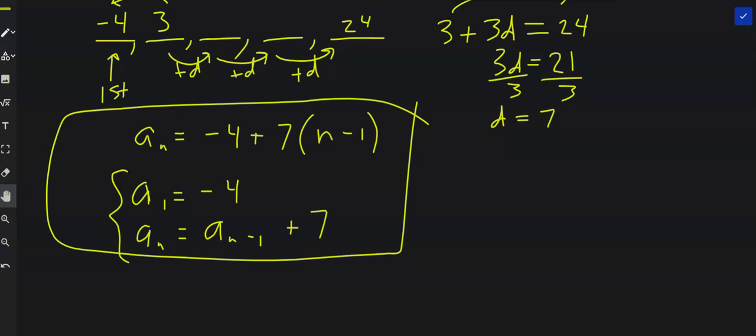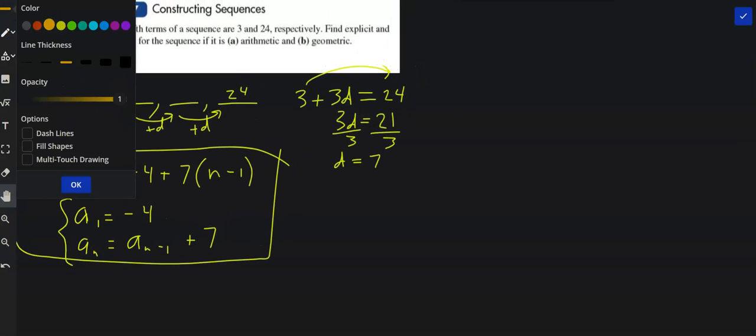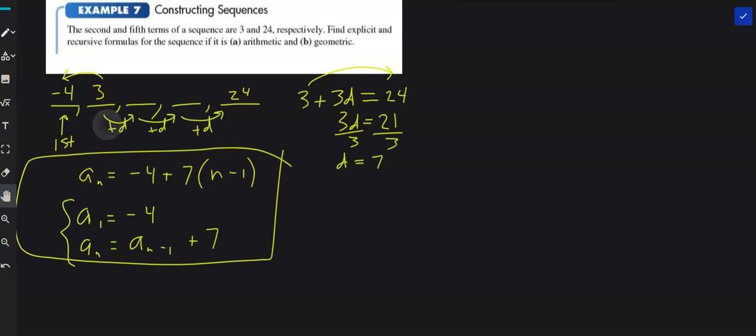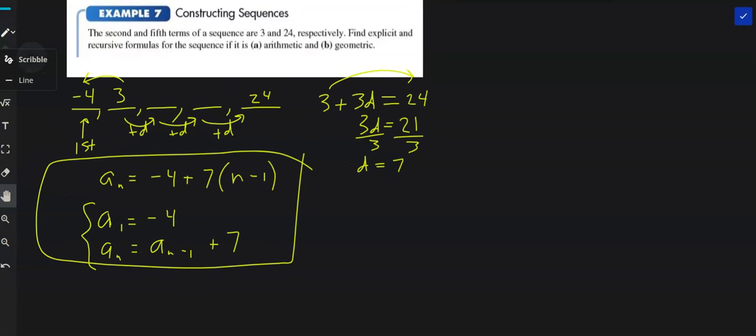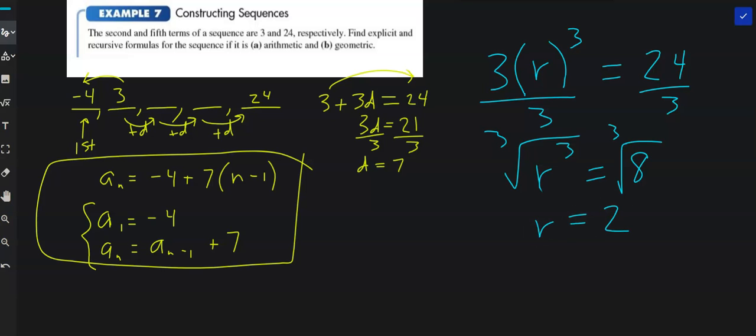Now, what if this was geometric? Then we're not adding each time, right? We're multiplying. So instead of adding d 3 times, we're multiplying r 3 times to get to 24. So we're going to divide by 3, and then we're going to take a cube root. And we find out that the multiplier is 2.